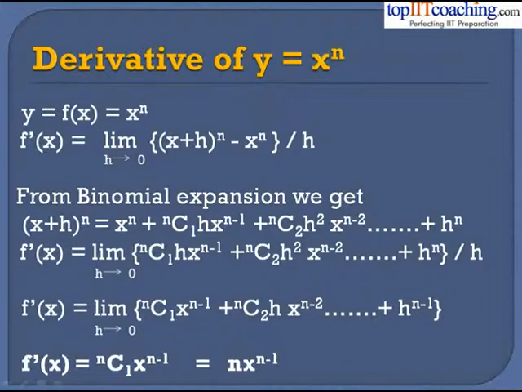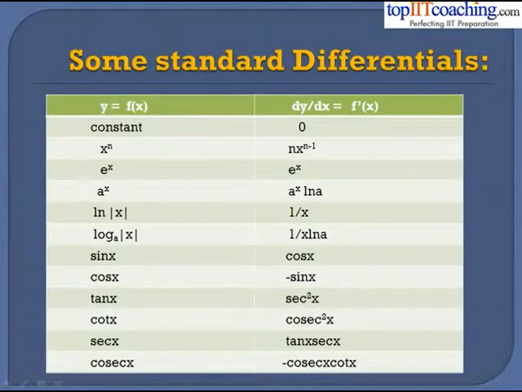So similarly, using the first principle, we can find the derivatives of trigonometric functions, logarithmic functions, exponential functions and all the algebraic functions. Now let us look at some standard differentials of some standard functions. This column represents y equal to f of x and this column represents its derivative. So if y is a constant function, then dy by dx is equal to 0. If y is equal to x to the power of n, then dy by dx is equal to n into x to the power of n minus 1.